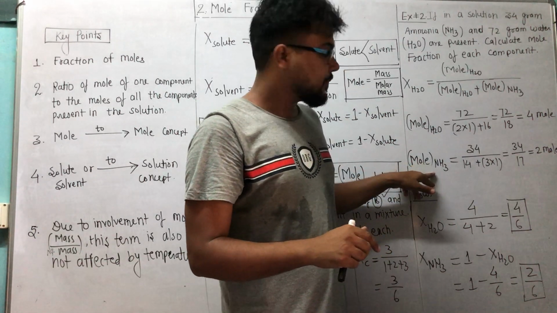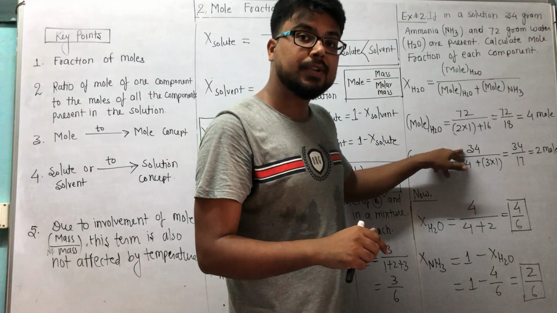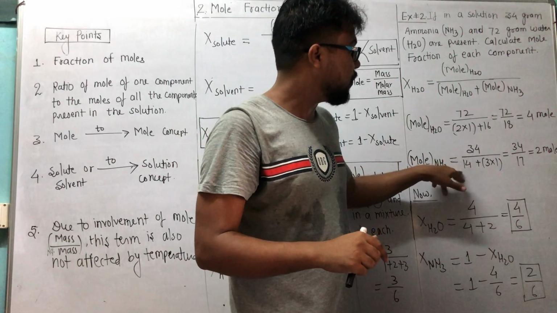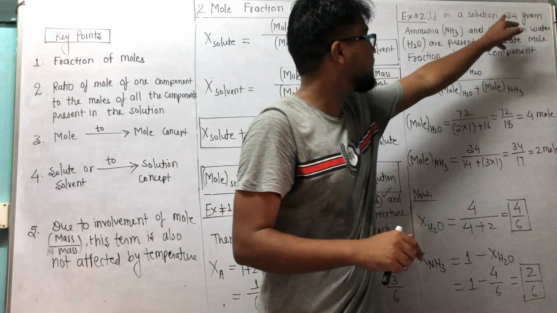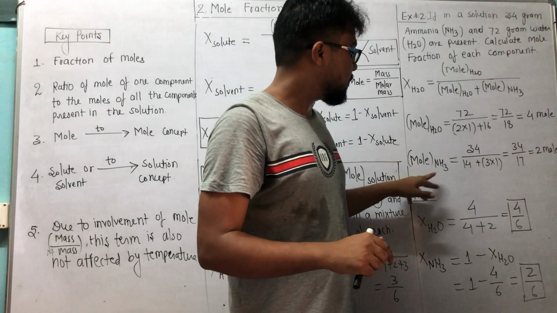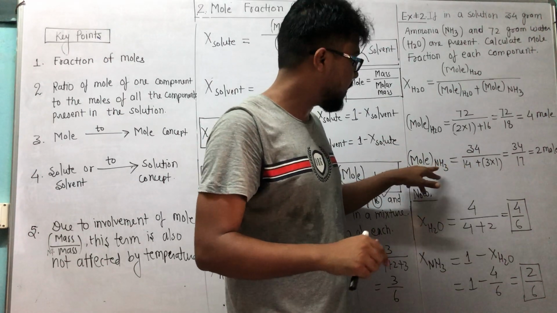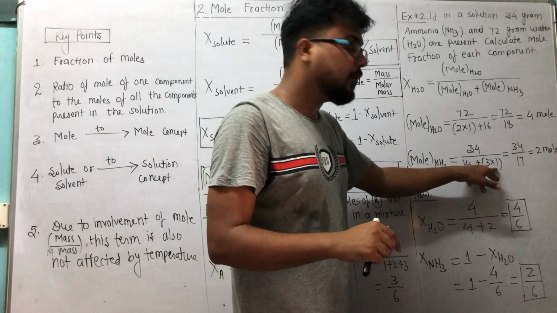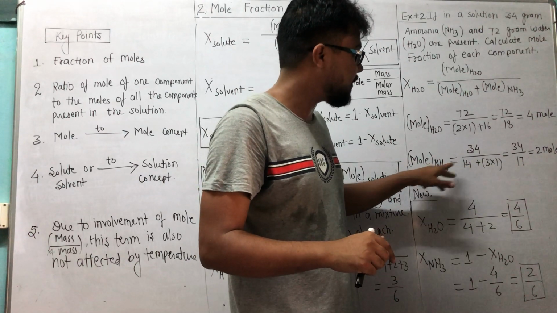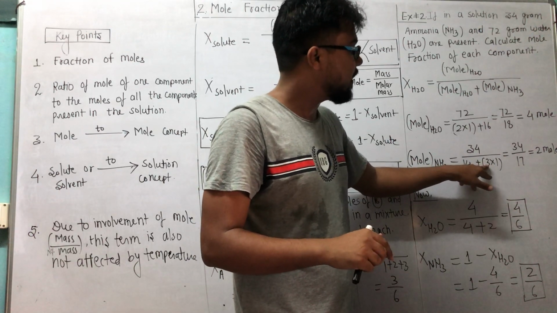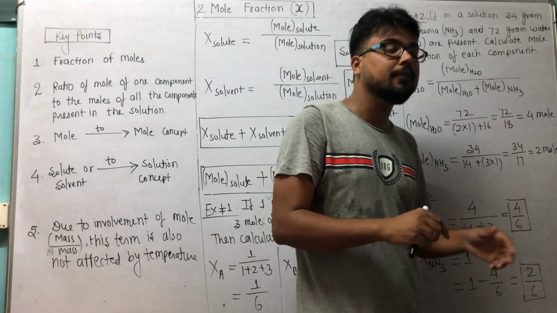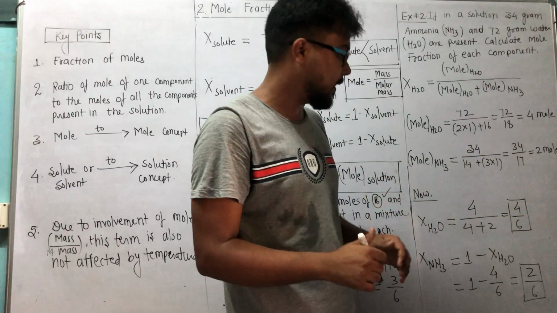Mole of ammonia is nothing but given mass of ammonia divided by molar mass of ammonia. Given mass of ammonia is 34. Molar mass of ammonia is 14 for nitrogen and 1 for hydrogen, because 3 hydrogens are there, that's why I multiplied 3 into 1. Answer is 17. 34 by 17, answer is 2 mole, correct?